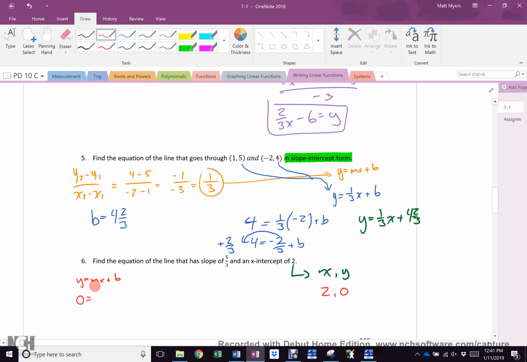0 goes for y. What goes in for m? 5/3. What goes in for x? 2, because we know the x-intercept is 2, plus b. What's 2 times 5/3? 10/3. 0 equals 10/3 plus b. How do I isolate b? Move the 10/3. What's going to happen when it goes over? Negative 10/3 equals b. Now what's my equation?